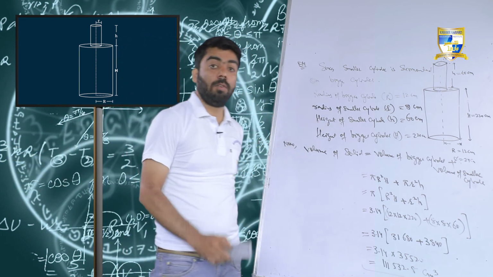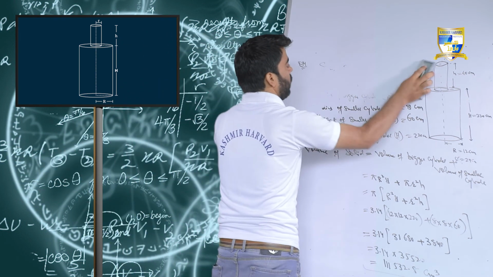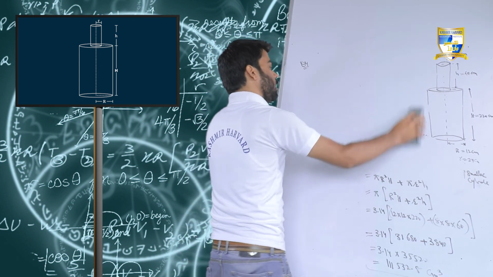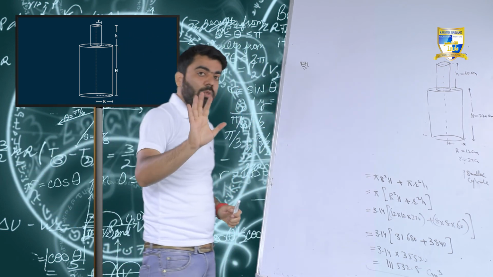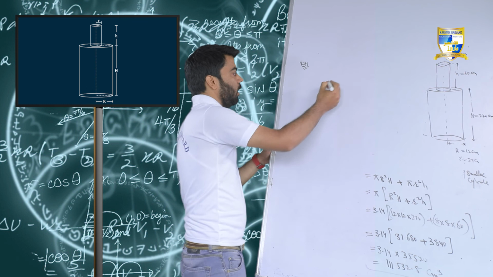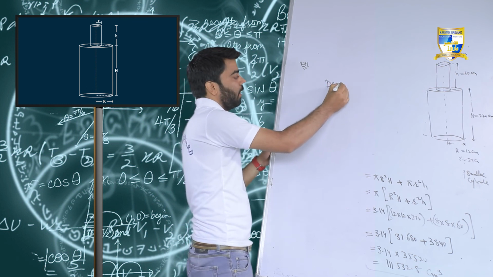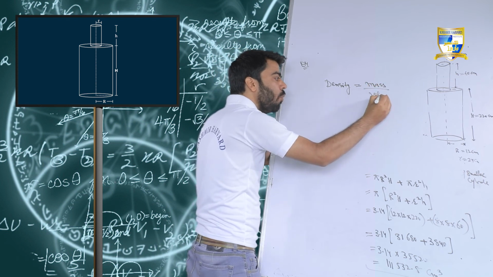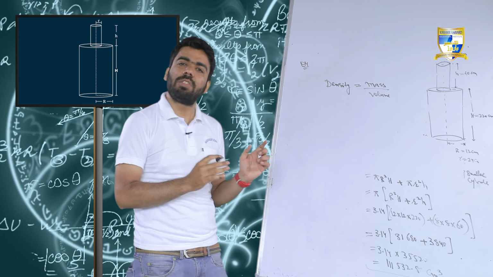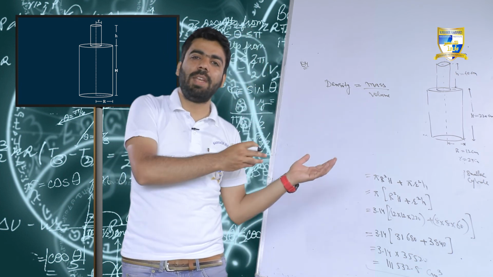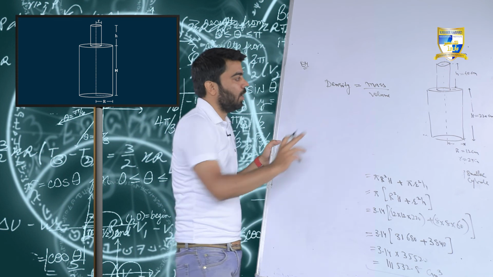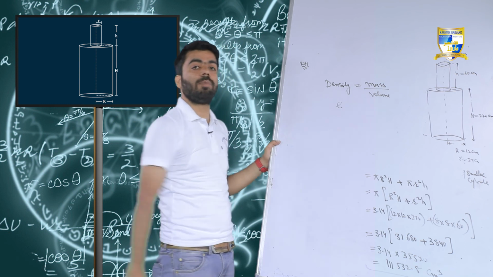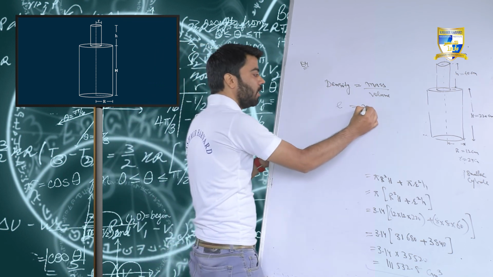Now look towards the board very, very carefully and listen to my words. We all know this is a physics concept: density. Density is mass per unit volume. I'm not going to explain the concept of density here, what it means; I will use the concept only. Density is equal to mass per unit volume. Density is represented by rho.